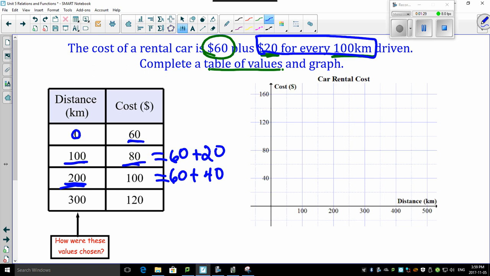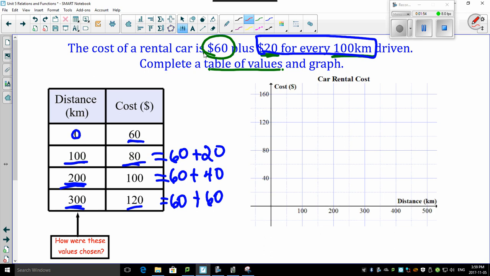Look at the next one. Let's drive to, oh, I don't know, let's drive to Airdrie, which is about 300 kilometers away. So again, they're going to charge us 60 bucks plus $20 for every 100 kilometers. So it's 20 for the first, 20 for the second, 20 for the third, which means an extra 60 bucks, which gives you a total of $120. Beautiful. Now I've got a table of values.